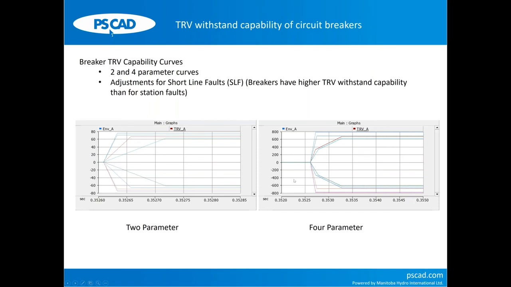At 72 kV and above, there will be four parameter curves. You see that there are two points, one point here and another point here. Especially for 100%... the 30% and 10% duty cycles will still be two parameters, but you see for the 100% and the 60%, you have 2 points, it means four parameters. So that's how the capability curves are defined.